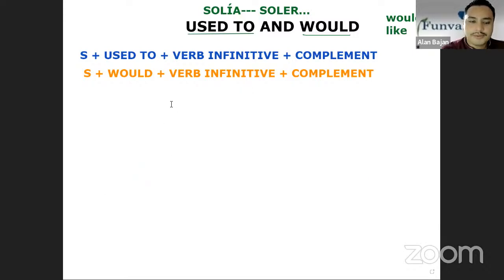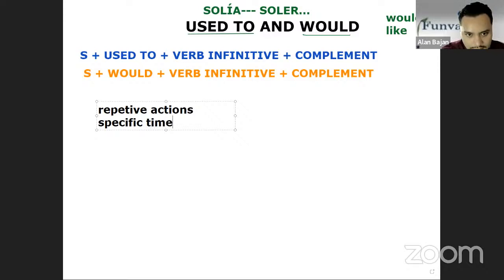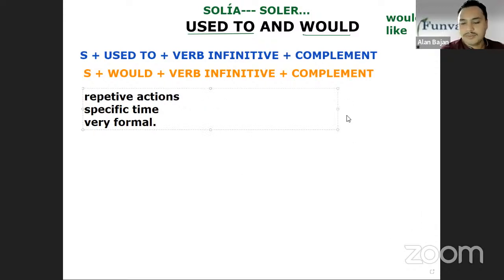Excellent. So now with would, we use would for repetitive actions, specific time, and very formal. It's very formal. Let's imagine that I am telling a story in a speech, in a conference, something like that.